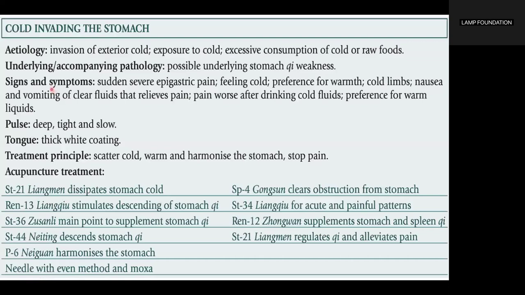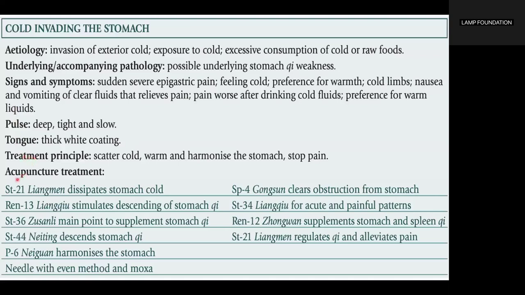Etiology for cold invading the stomach is invasion of exterior cold, exposure to cold, excessive consumption of cold or raw foods. Underlying or accompanying pathology: possible underlying stomach chi weakness. Signs and symptoms: sudden severe epigastric pain, feeling cold, preference for warmth, cold limbs, nausea and vomiting of clear fluids that relieves pain, pain worse after drinking cold fluids, preference for warm liquids. Pulse: deep, tight, and slow. Tongue: thick white coating. Treatment principle: scatter cold, warm and harmonize the stomach, stop pain.